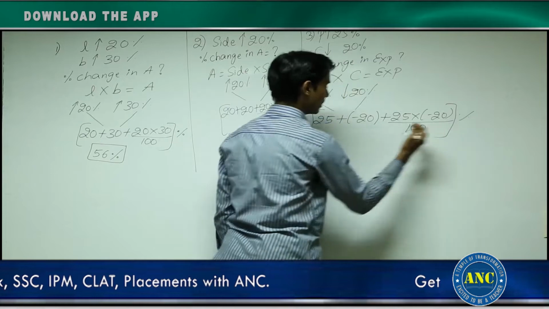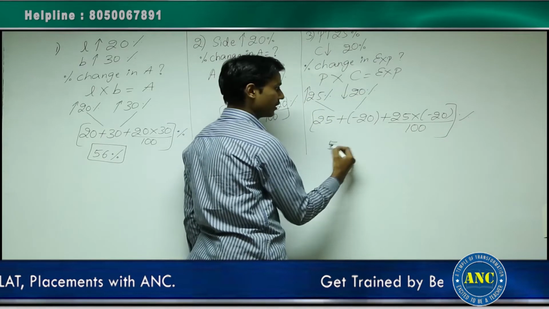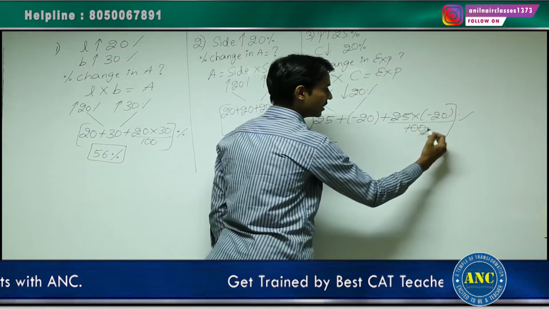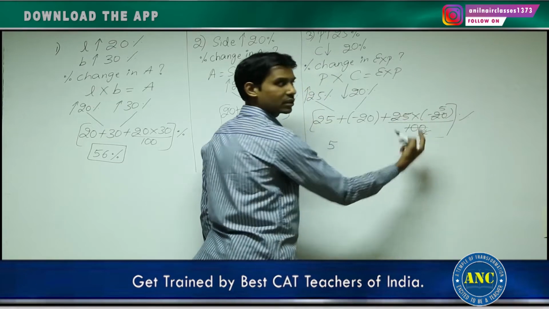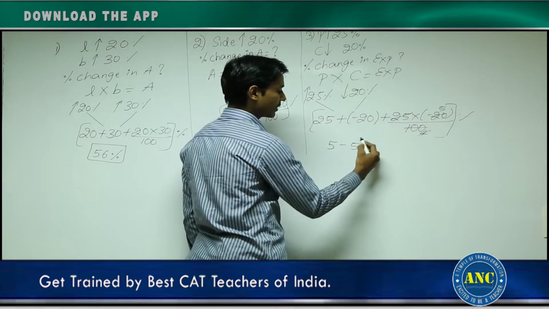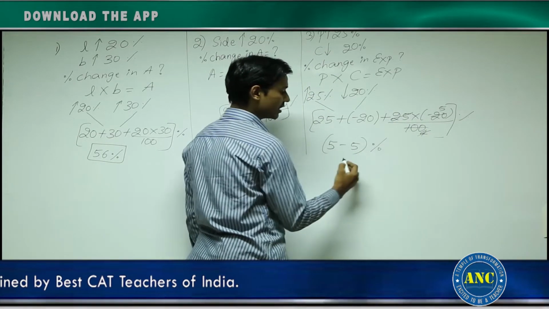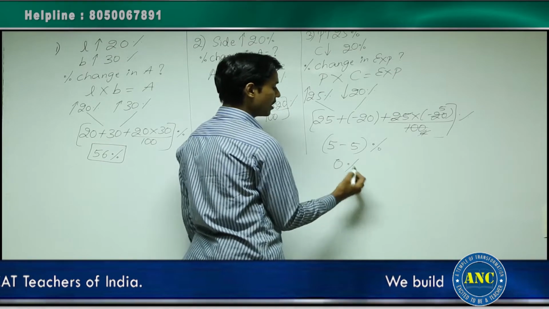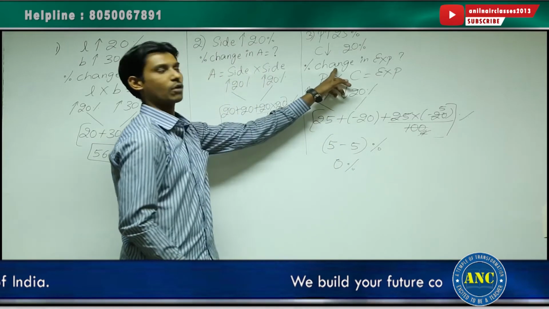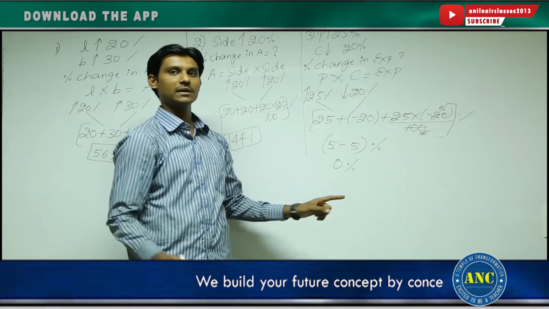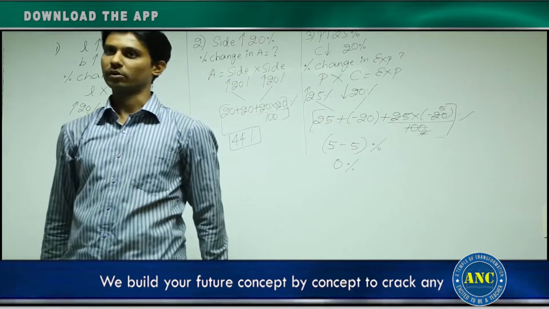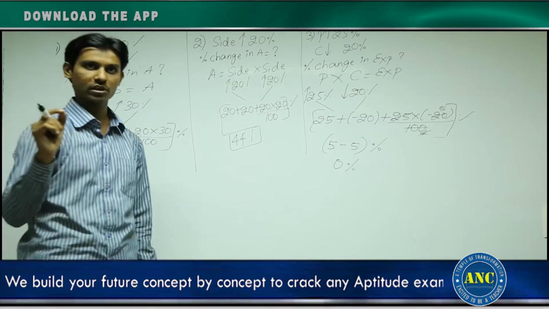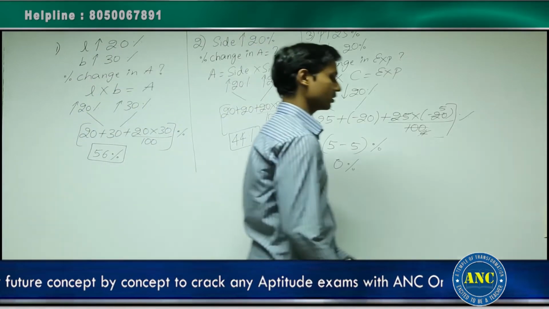If I simplify this, 25 minus 20 is 5. This is 4 times 5, so 25 into minus 20 by 100 is minus 5. Plus into minus is minus. 5 minus 5% is 0%. That means the percentage change in the expenditure of a family is 0%. That means it is nothing but no profit or no loss. Understood? First three questions clear? Please write down the first three questions.